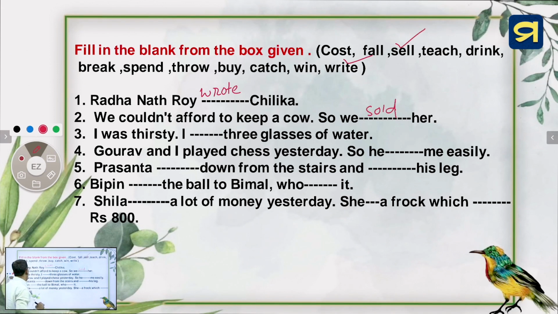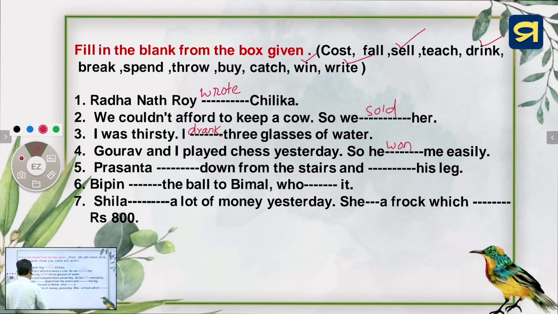Number 3. I was thirsty. I drank 3 glasses of water. You see, this is drink. And what is the second form of drink? Drank. D-R-A-N-K. Gaurava and I played chess yesterday, and so he won me easily. You see, this is win. The second form of win is won.